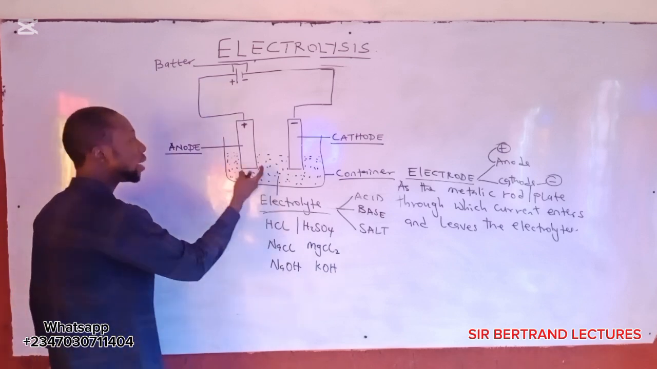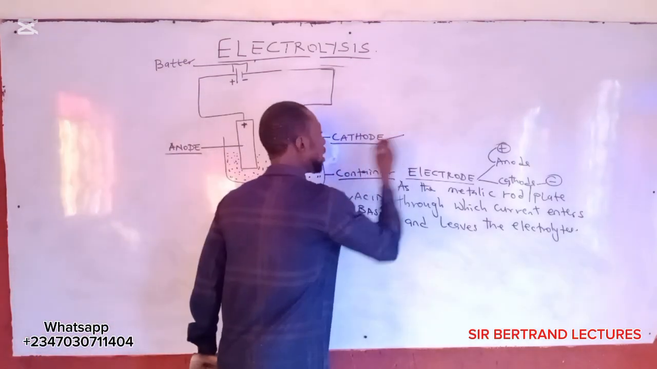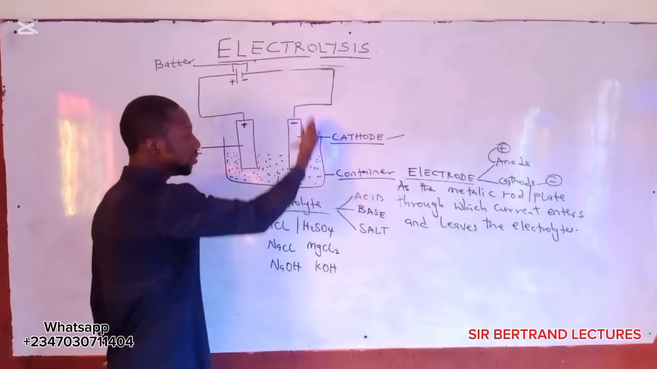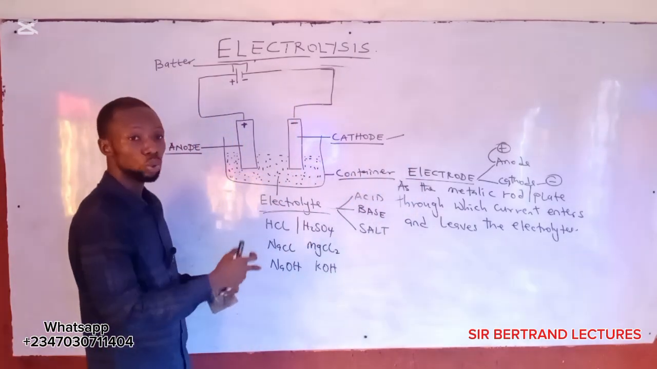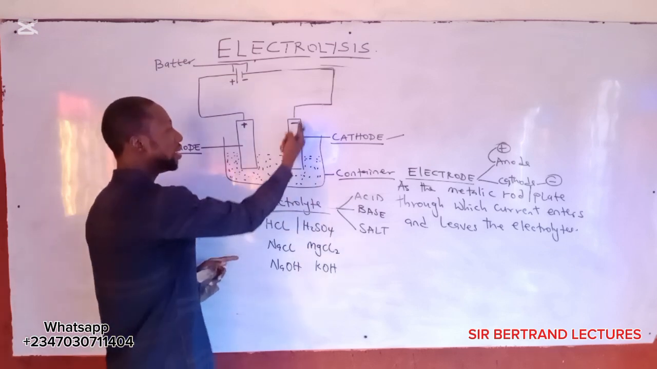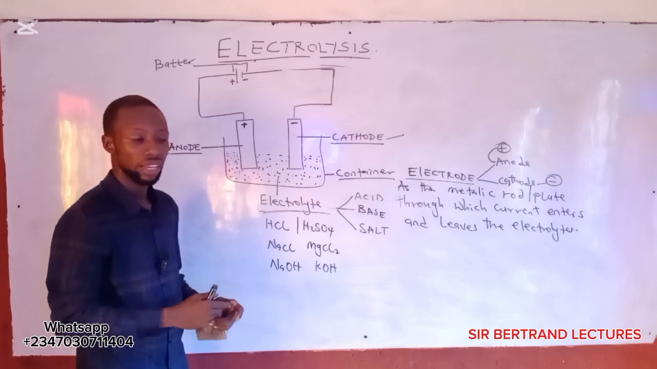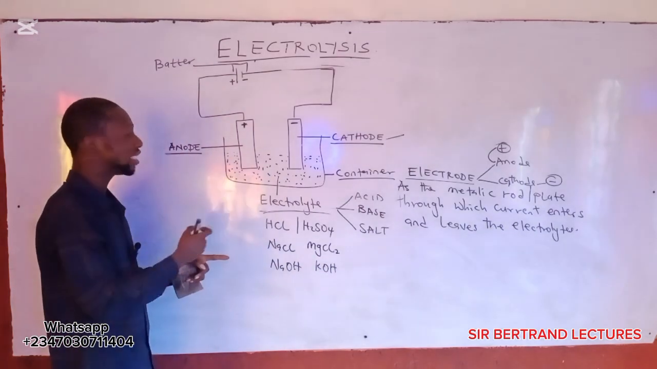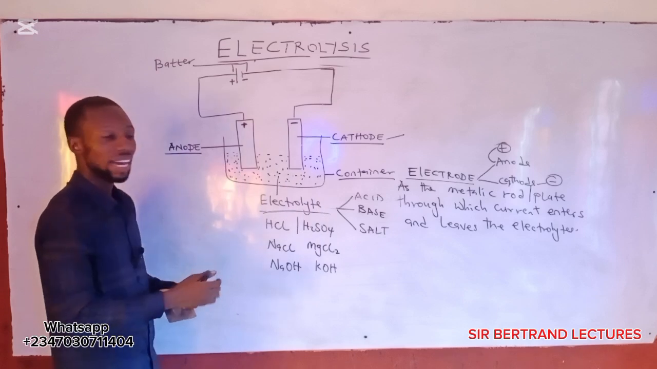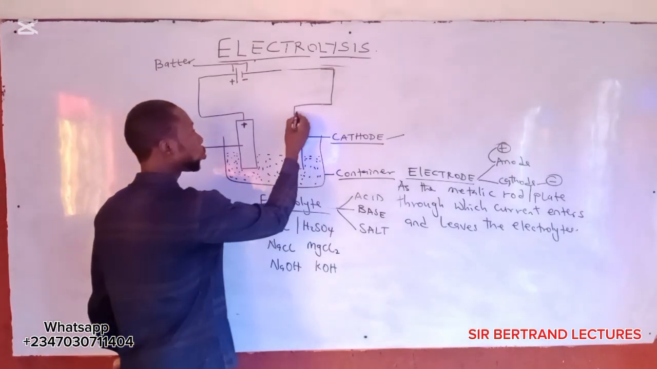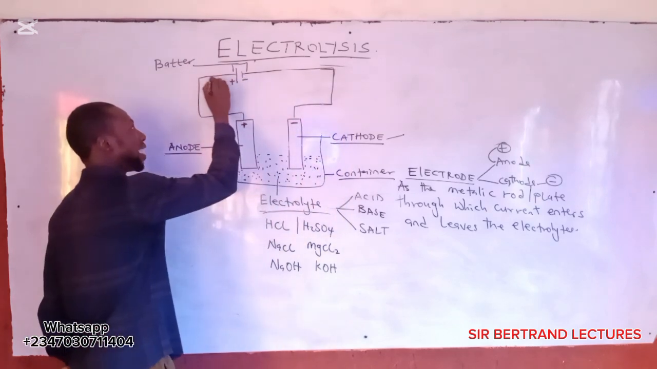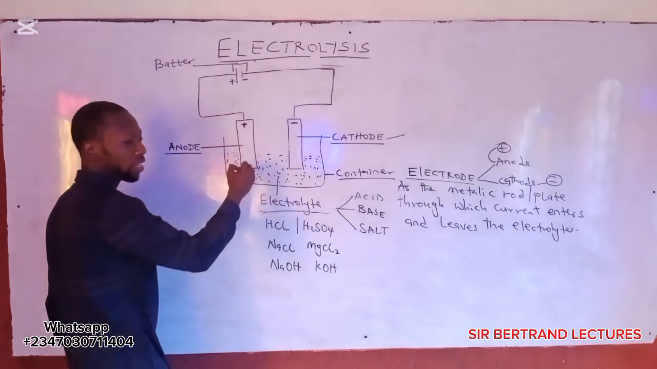Now, as current is allowed to pass through, we can define the cathode as the negative electrode through which current leaves the electrolyte, while the anode is the positive electrode through which current enters the electrolyte. This shows that current passes through the cathode, leaves and goes all around to the battery, and goes again and comes back here.